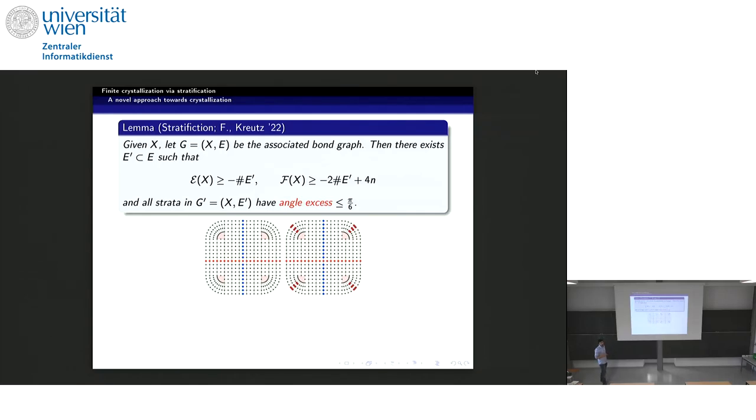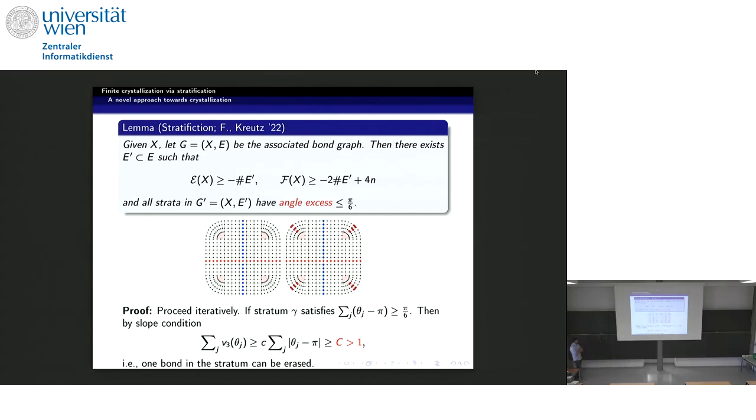But the important thing is now that all the strata, all the chains of atoms, now have a small angle excess. And they don't really change their orientation. So to explain what I mean by that, let me rather go to the proof. And the proof goes as follows. It goes iteratively, and it takes a chain of atoms, a stratum, in the bond graph. And it asks itself, is this chain going in one direction, or is it at some point changing its direction? And let's assume that it was changing its direction by more than pi over 6 as an angle. And I collect as theta j the angles in the chain, namely these ones, which are almost pi. And I collect the deviation from pi.